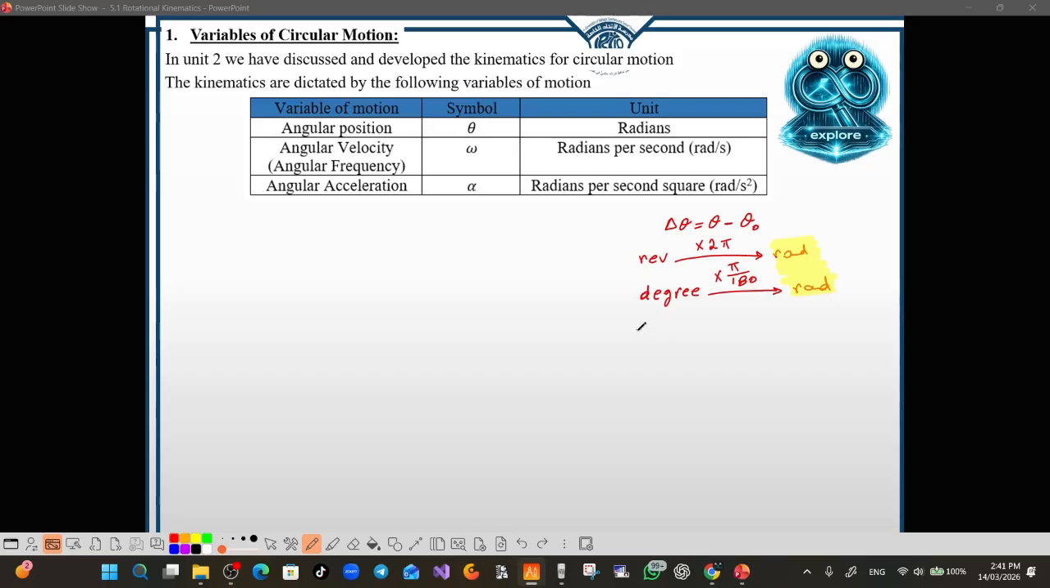Now, for the angular velocity, sometimes it will be expressed in revolution per second. To convert it into radian per second, we just multiply by 2 pi. If it is written as revolution per minute, to convert it into radian per second, we multiply by 2 pi over 60: 2 pi to convert the revolution into radian, and the 60 to convert the minute into second. However, we can simplify it more. So from now on, we can use pi over 30 instead of 2 pi over 60.